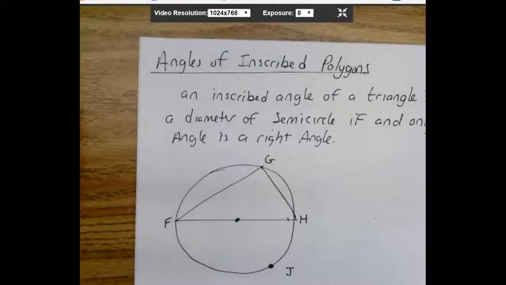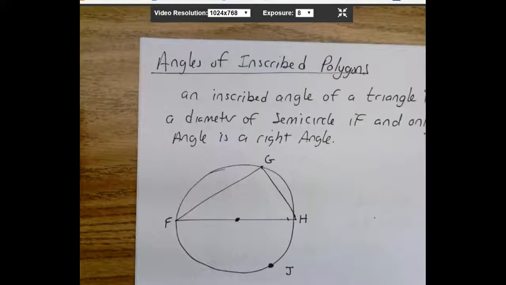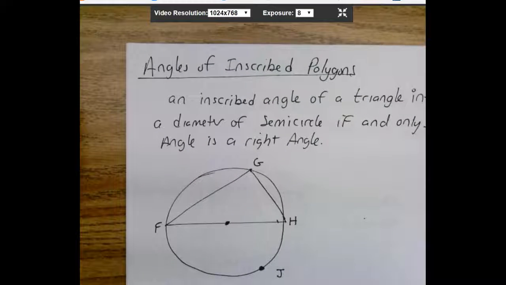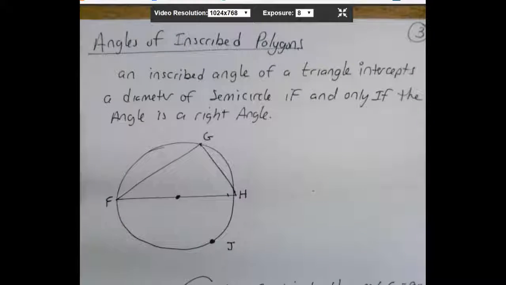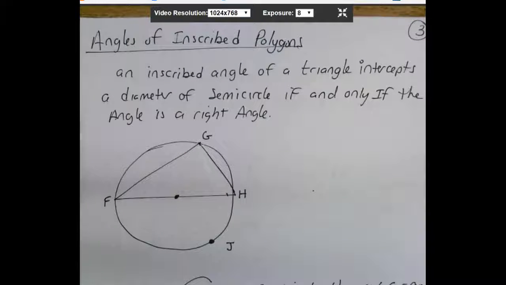Let's keep going. So we can also think about angles of inscribed polygons as well. And here's an example. We have this rule for this as well. And this one says, an inscribed angle of a triangle intercepts a diameter of a semicircle if and only if the angle is a right angle.